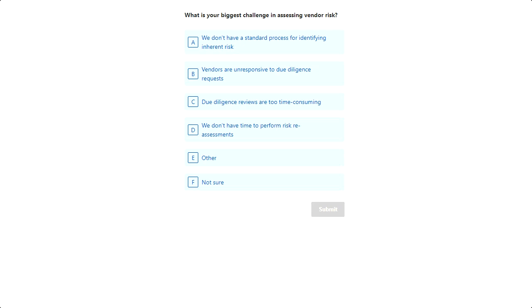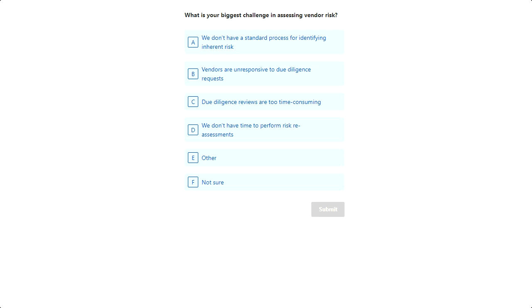Okay. Great. Can the inherent risk assessment and due diligence review be done by the same person? I wouldn't recommend this because the process is more accurate and effective when the responsibilities are divided among different stakeholders. So that inherent risk assessment should always be done by the vendor owner or vendor manager who is going to have that daily interaction with the vendor.